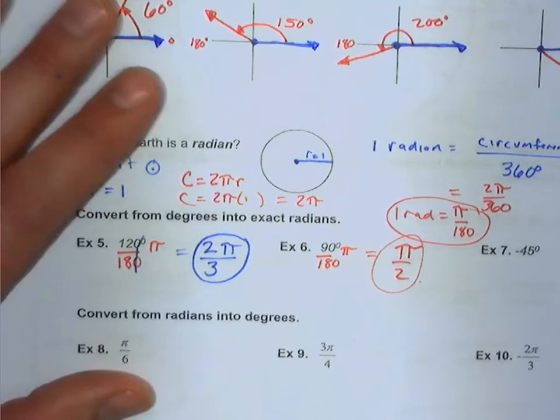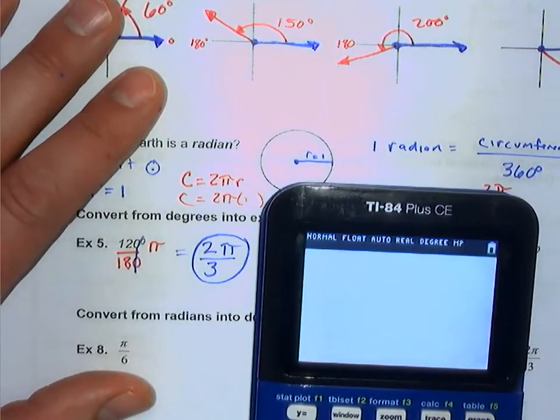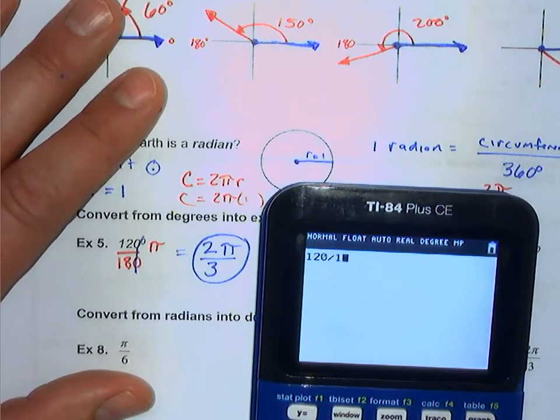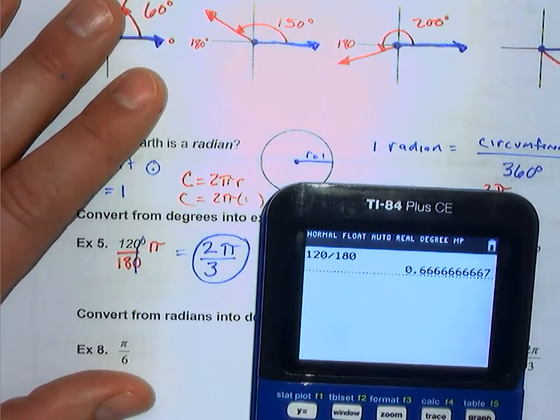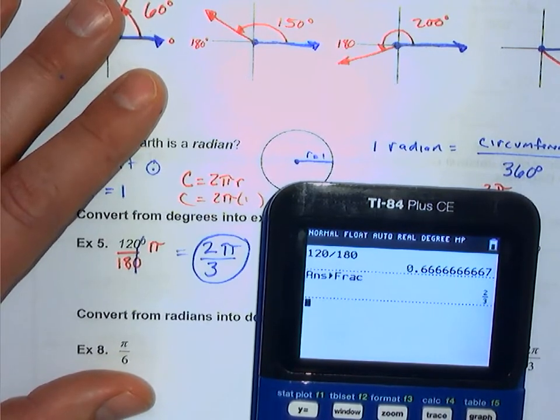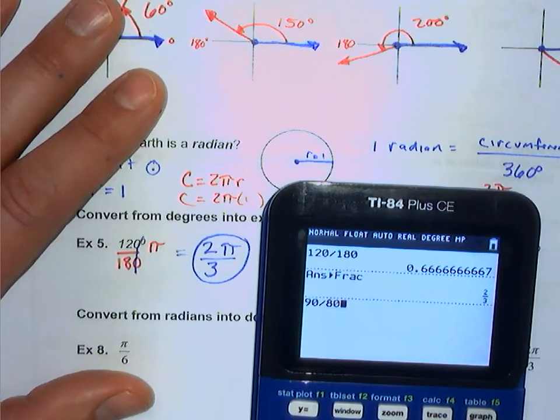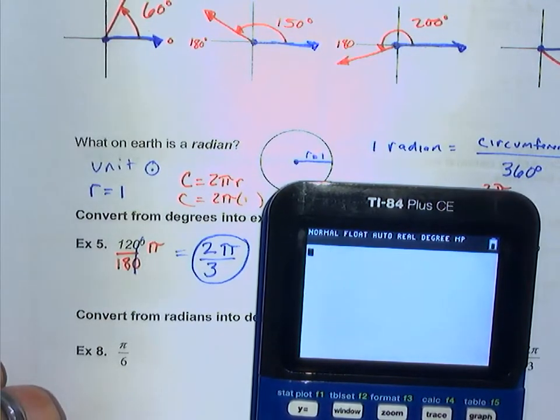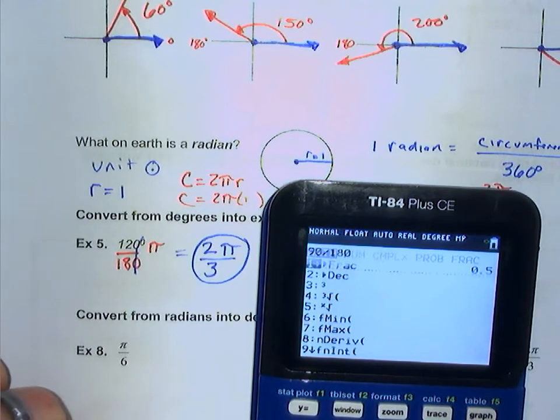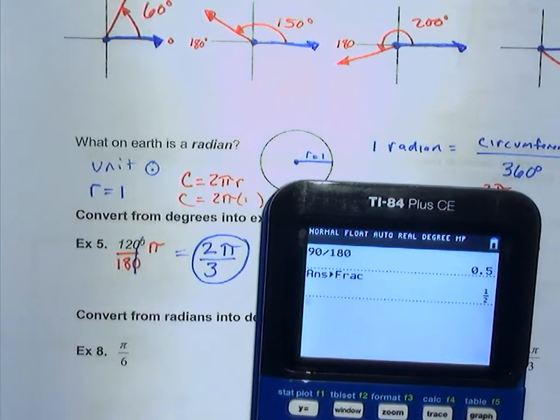Now, 5 out of 4 of you guys are really bad with fractions. You can just use your calculator. If I have 120 and I divide by 180, you get a decimal, and I hit math frac. That's 2/3, and then put a pi on top. 90 divided by 180 is 0.5, math frac. That's 1 pi over 2 if I put a pi on top, or pi over 2, I prefer.